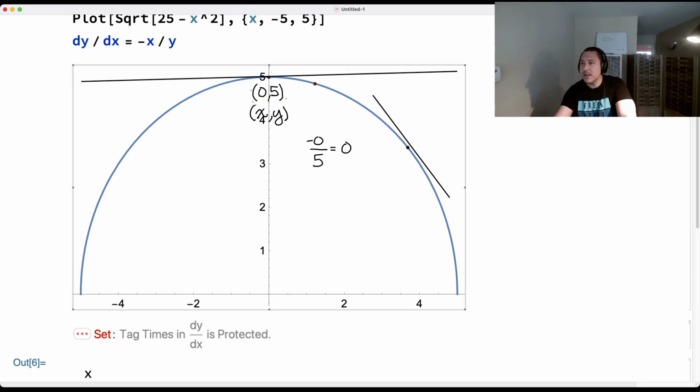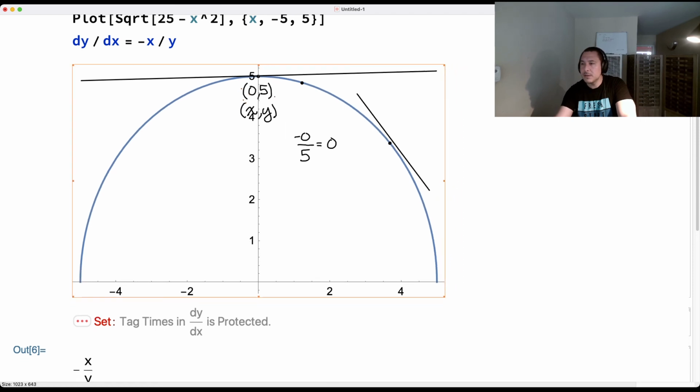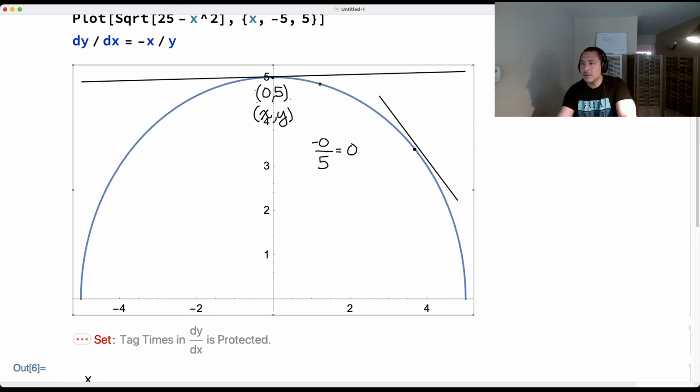Draw a little line. Sorry, I'm having major difficulties. And that point is 1, 2 root 6.